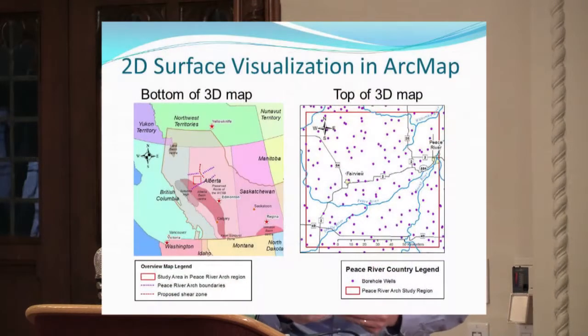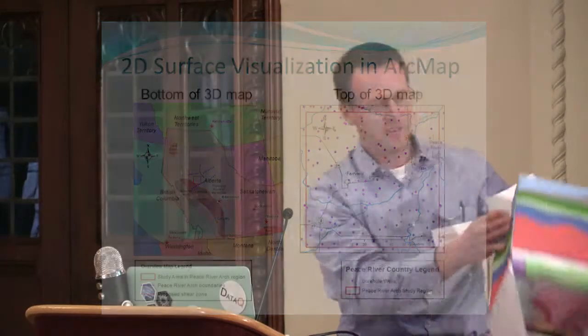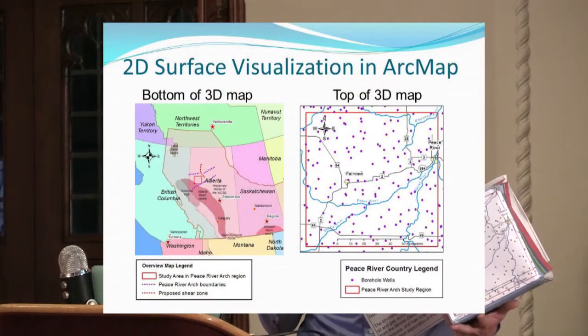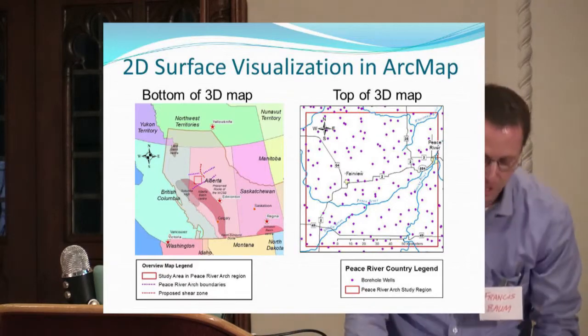In ArcMap, I first created an overview map showing the general location of the study area up in Canada, and this became the bottom of the map. Here's a bigger, simpler version of it. So there's the bottom of the paper map. And then I created another map zooming in on the study area, and that became the top of my paper map. And that shows the locations of the borehole wells and some other landmarks.